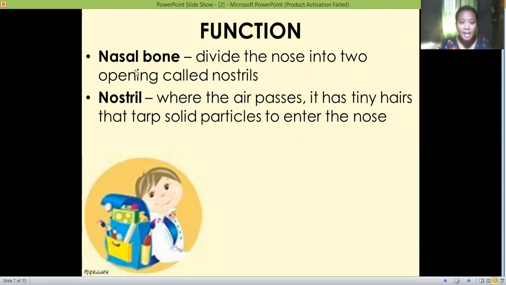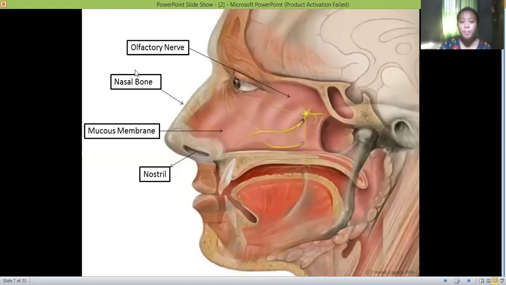Okay, again, a nasal bone divides the nose into two openings called nostril. This one, nasal bone. And then the nostril is this one, where the air passes. And it has what? Tiny hairs. Very good. And what is the work of the tiny hairs? It traps the solid particles entering the nose, para siyang shield, para hindi makapasok yung mga solid particles. Okay, this one is the nostril.